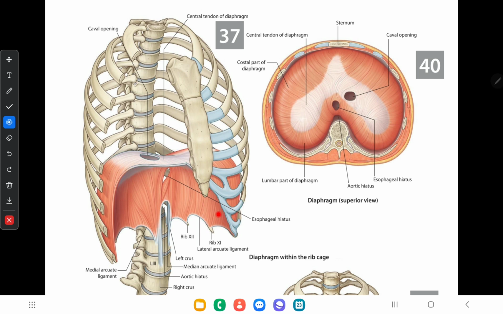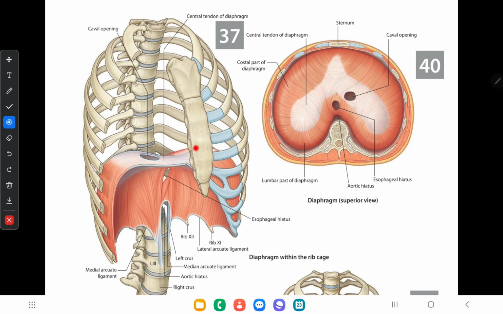The concave surface of the diaphragm, or the inferior surface of the diaphragm, forms the roof of the abdominal cavity, and it is covered with parietal peritoneum. The right side of this surface is related to the right lobe of the liver, right kidney, as well as right suprarenal gland. And the left side of the inferior surface of the diaphragm is related to the left lobe of the liver, as well as fundus of the stomach, spleen, left kidney, and left suprarenal gland.